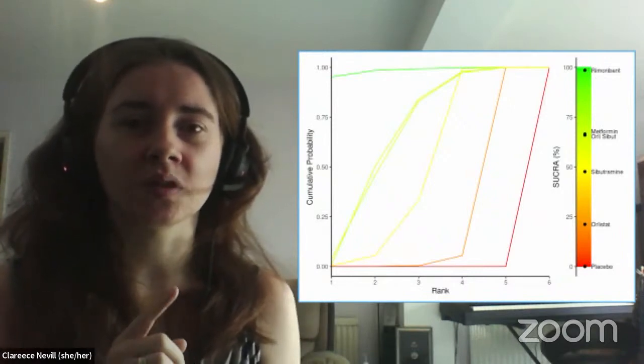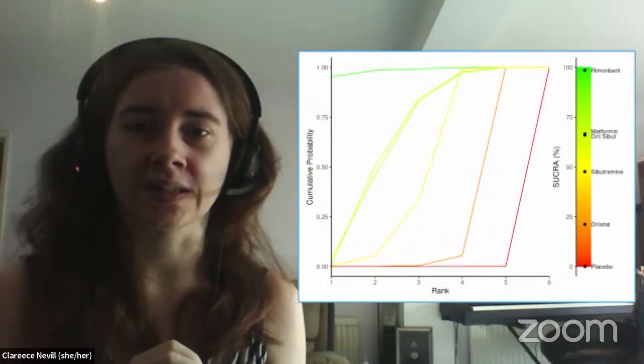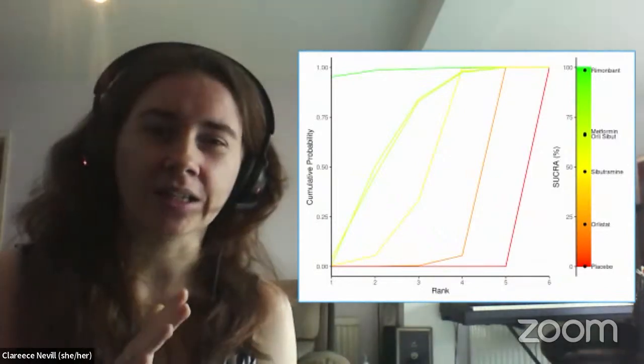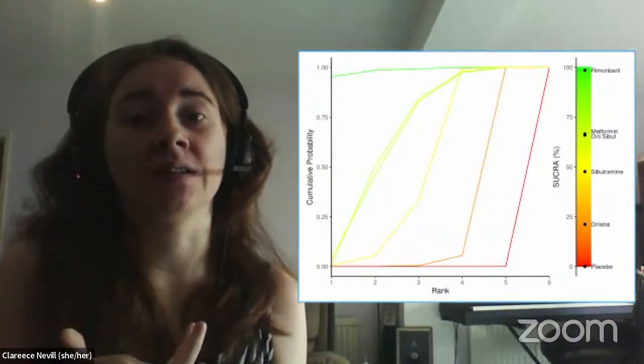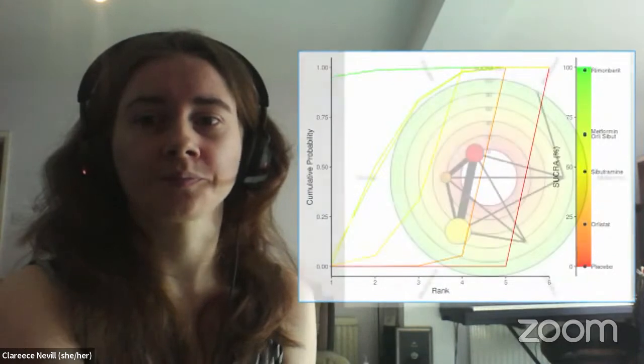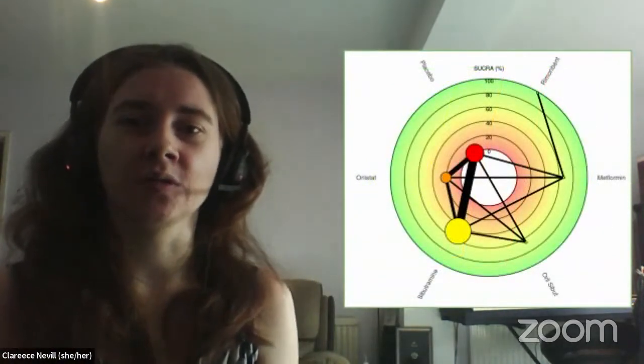It's hard to discern between the 2 curves for metformin and orlistat, which may seem like a limitation. However, I believe it actually emphasises the point that they performed equally well. And next we have the Radial SUCRA plot.